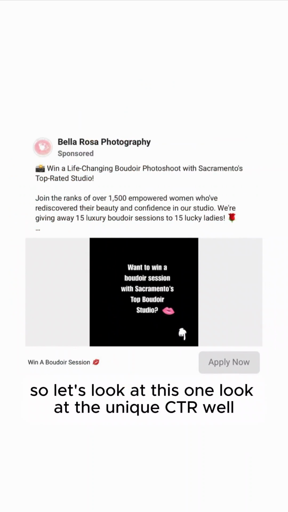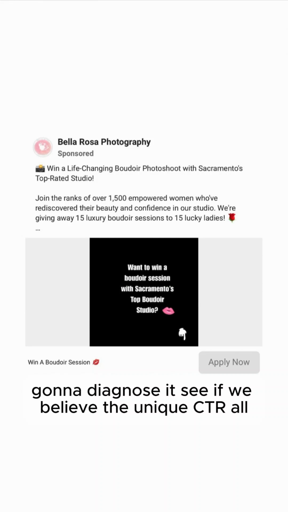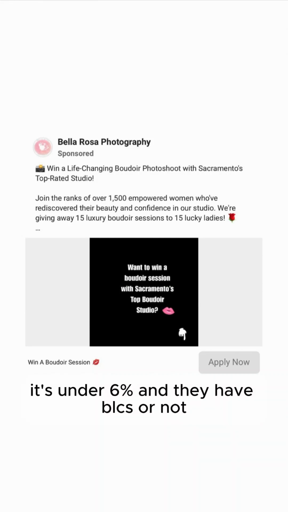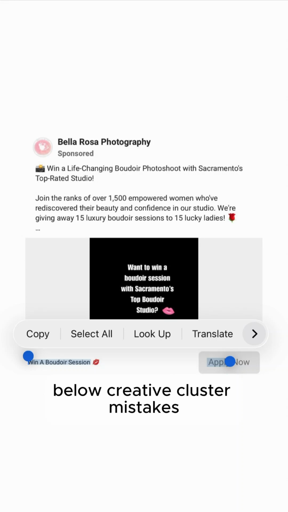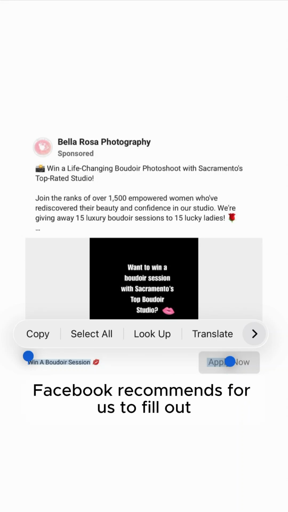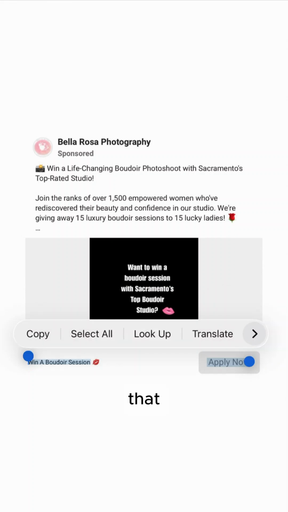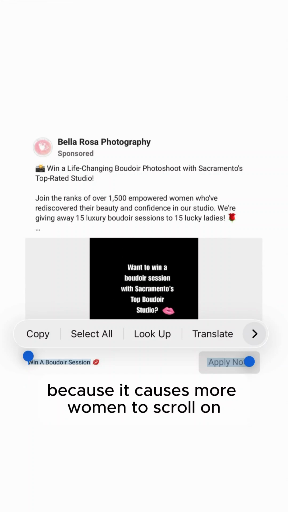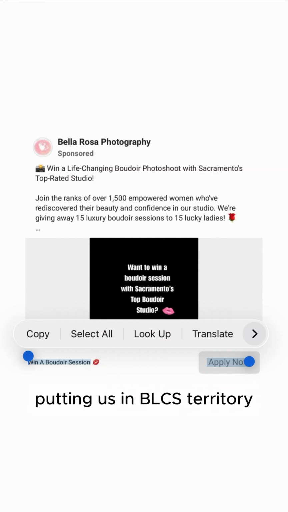So let's look at this one. Go look at the unique CTRL. Well, we can diagnose it, see if we believe the unique CTRL is under 6% and they have BLCS or not. So, well, I see right here we got the below creative cluster mistake. So this is when we're filling out all the stuff Facebook recommends for us to fill out. The problem with this, though, is that Facebook's recommending us to fill these out because it causes more women to scroll on by, bringing our unique CTRL under 6%, putting us in BLCS territory.